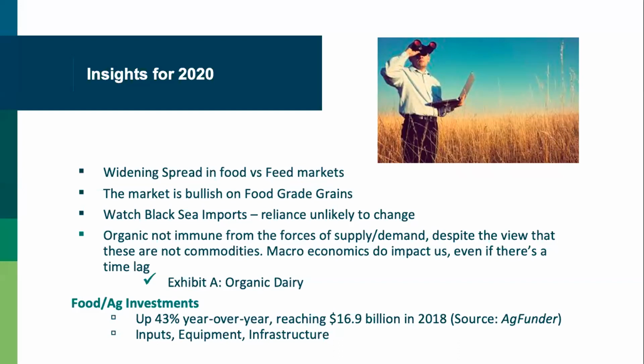And then lastly, just tracking food and egg investments as an insight. This came directly from Egg Funder, which is a fantastic resource, but we did see a 43% year-over-year increase in investments directly in the food and egg community, so 16.9 billion roughly in 2018. This is a further signal of what the market's demanding and where the market's headed. For me, seeing that much of a growth directly in those investments is further indication that we're going to continue to see demand and potentially demand increases.